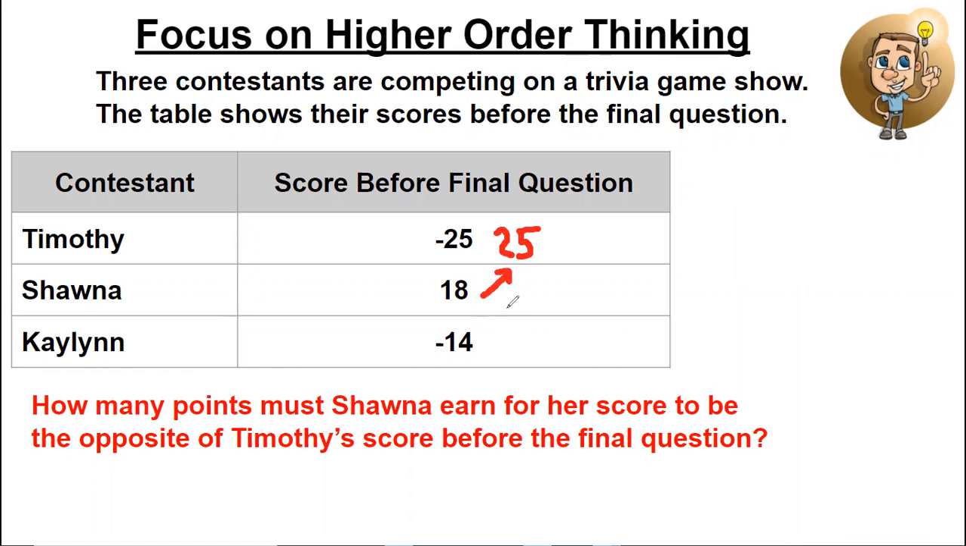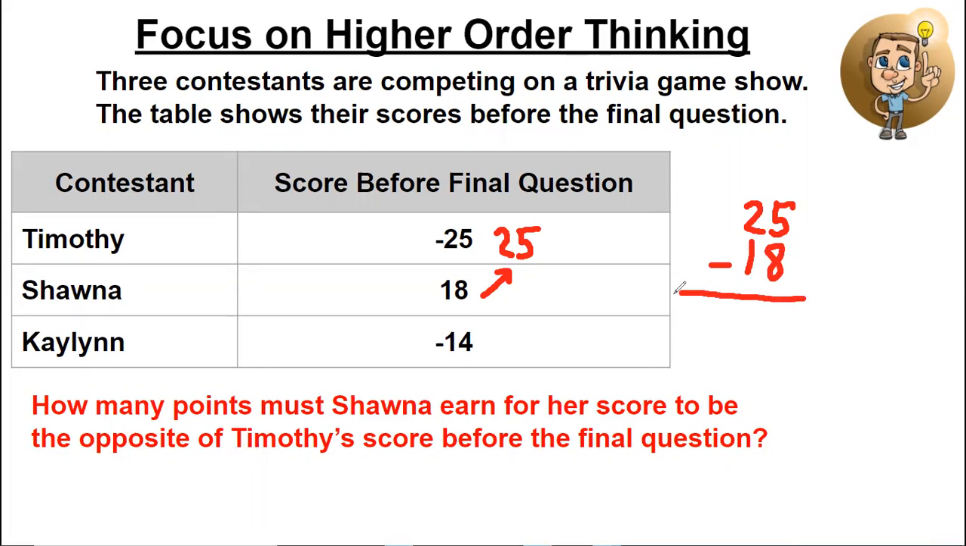So how many points does Shauna have to earn to get up to a +25? How would you figure that out? Well, you could count on your fingers. You're at 18. You can count up 19, 20, 21, 22, 23, 24, 25. Or you could subtract 25 minus 18, right? 25 minus 18.